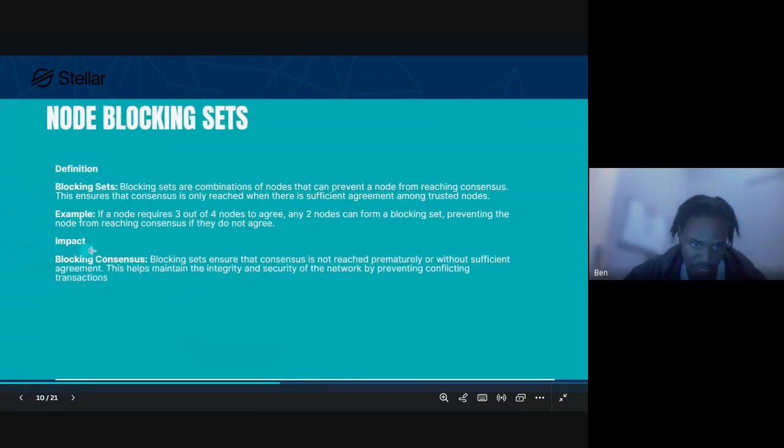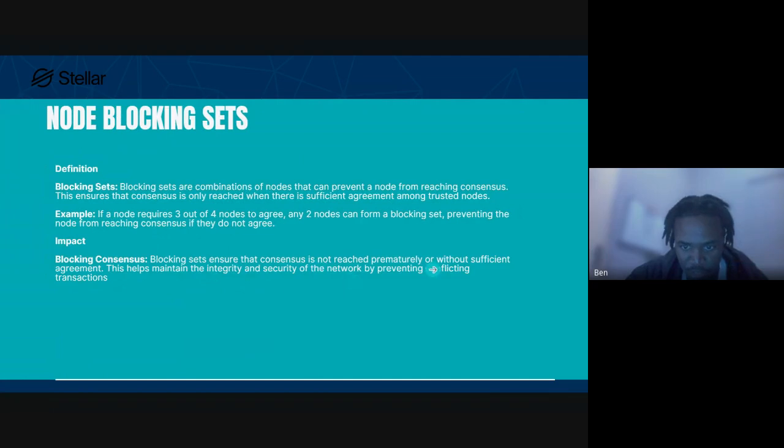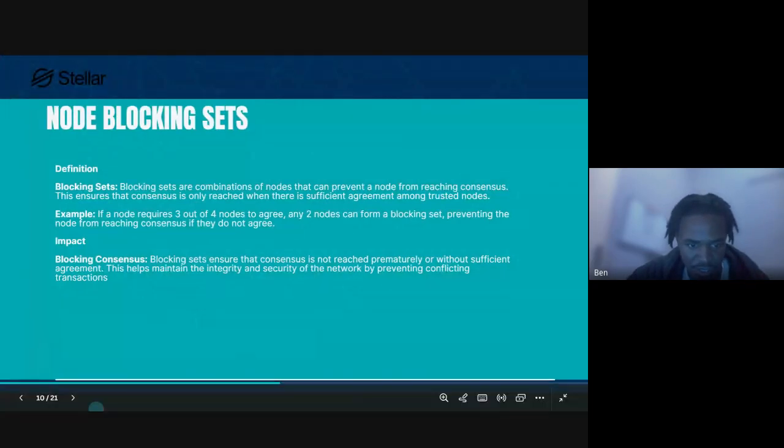And the impact. Blocking sets ensure that consensus is not reached prematurely or without sufficient agreement. This helps maintain the integrity and the security of the network by preventing conflicting transactions.